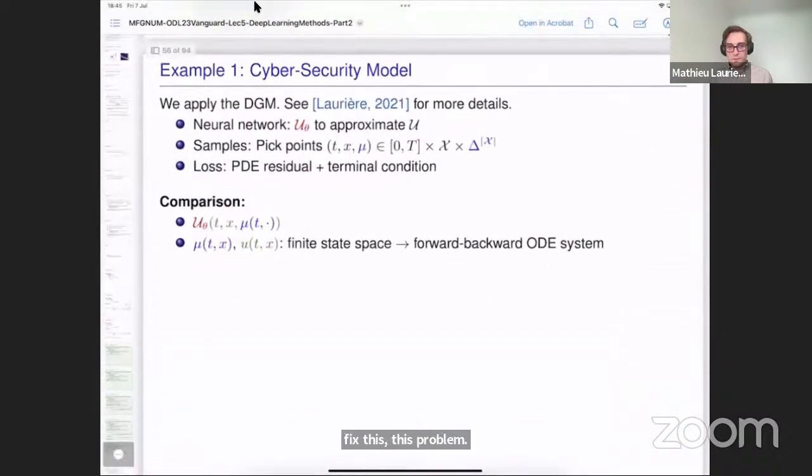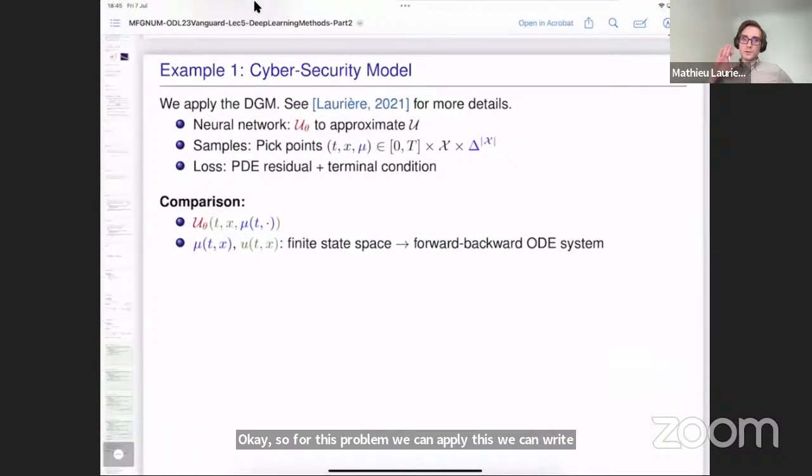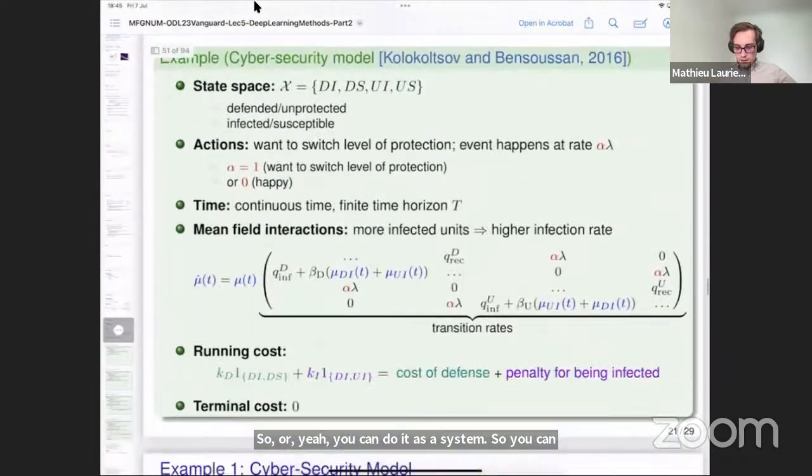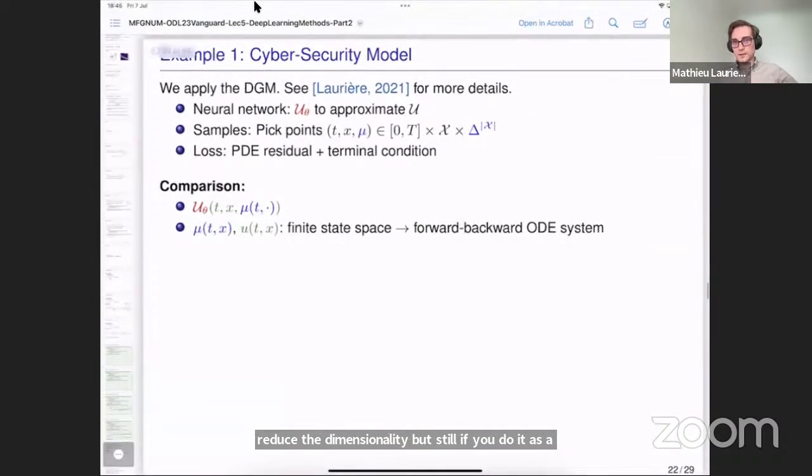Okay, so for this problem, we can apply this. We can write fully the master equation, and we can solve it using DGM, which is the PDE residual plus the terminal condition. How do we check if it is correct, right? So this is not very high dimensional. Solving a PDE in dimension 4 could be difficult, but here actually it's more a system of 4 ODEs in some sense. So yeah, you can view it as a system, so you can reduce the dimensionality, but still, if you view it as a PDE in dimension 4, it's complicated to solve. So DGM can be interesting, and it would be even more interesting for higher dimensional problems.